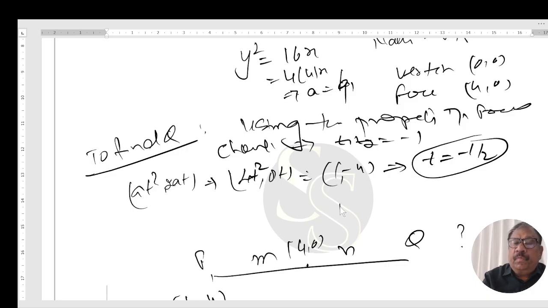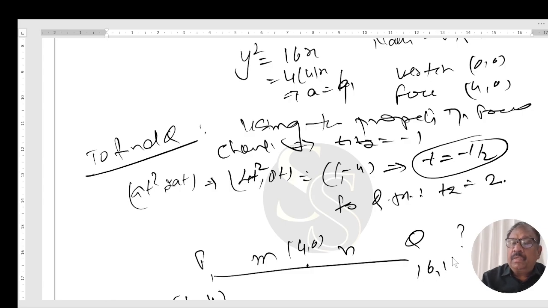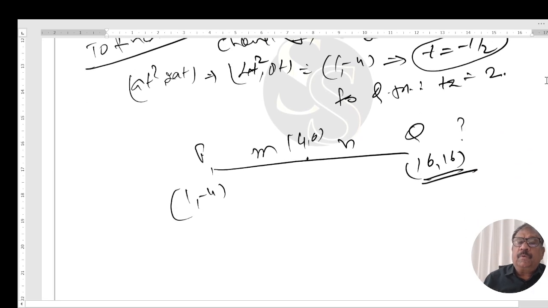So for Q point, T2 will be equal to 2. So we put the point: 2 squared is 4, 4 times 4 is 16. This point comes out to be 16.